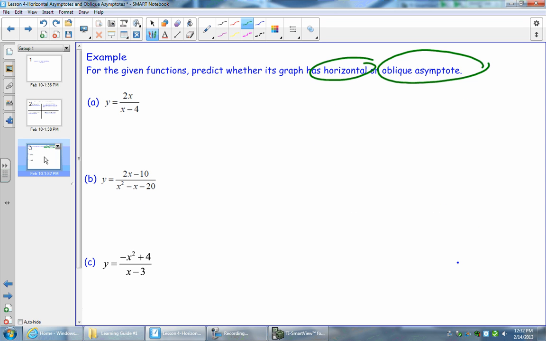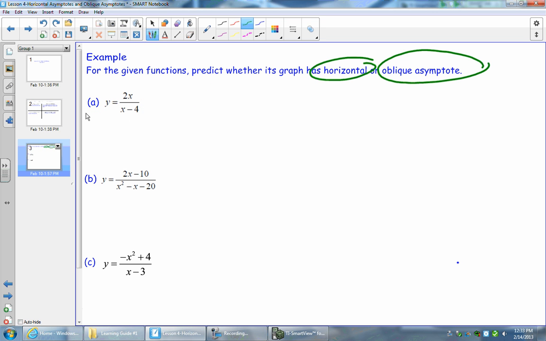So let's go back to the question here. We're going to start with question A. What you want to do first is make sure the rational function is fully factored. Taking a look at the rational function, in the numerator there's nothing much you could do with factoring, and in the denominator there's nothing else to factor either. So this rational function is already fully factored.